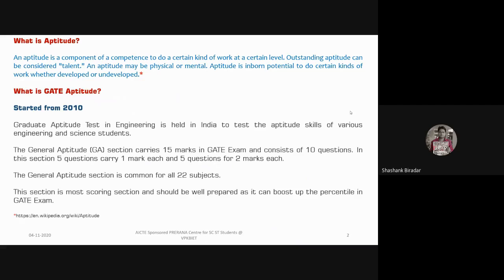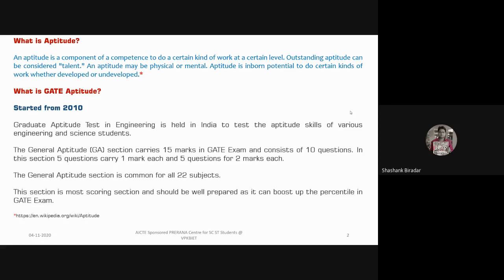So what is aptitude? An aptitude is a component of a competence to do a certain kind of work at a certain level. Outstanding aptitude can be considered talent. An aptitude may be physical or mental. Aptitude is inborn potential to do certain kinds of work, whether developed or undeveloped. That is the definition you can get if you search for the definition of aptitude in Wikipedia. So what is GATE aptitude?